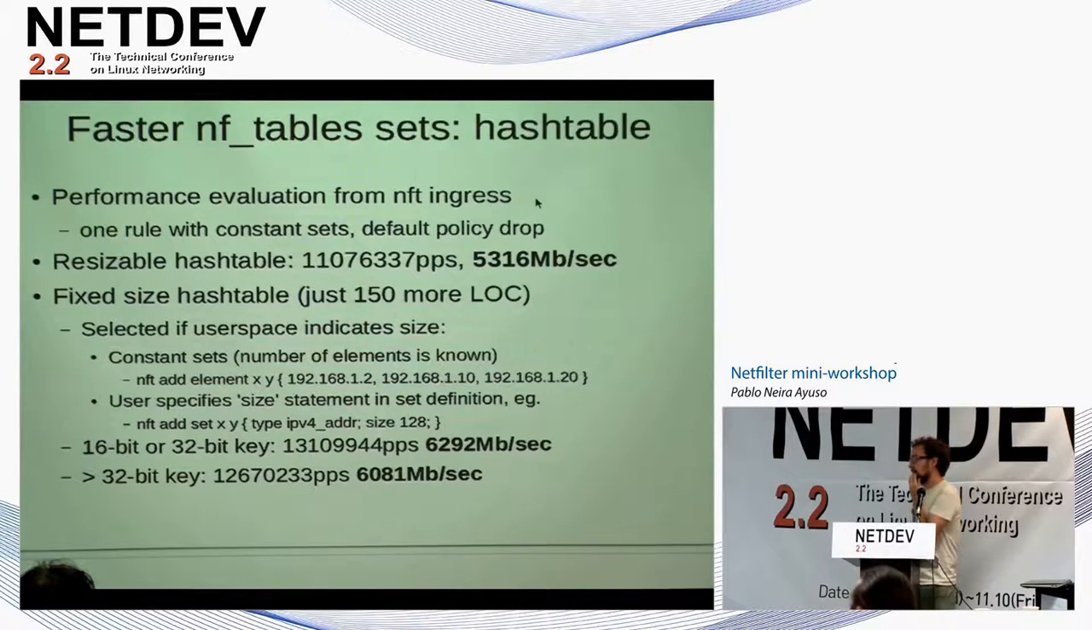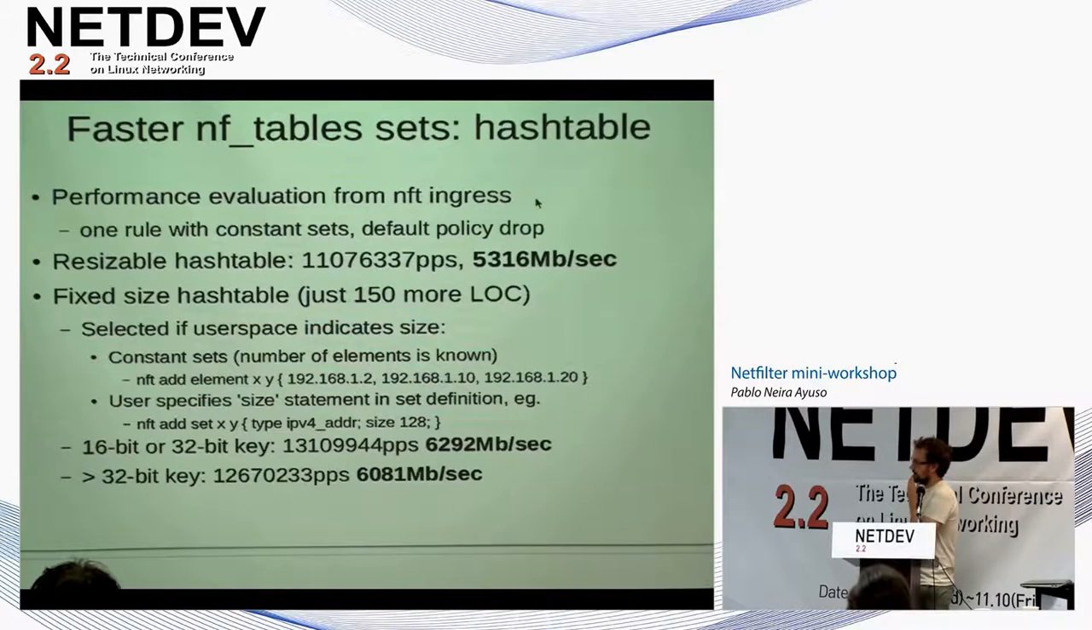You see that rule that says nft add set X, Y. And then type, so this is basically specifying the data type of elements that are going to be stored in that set. And then the size is explicitly telling the kernel that this set is not going to have more than 128 elements. So all those indications, as I said, are useful to the kernel. In that case, it's going to select the fixed size hash table.